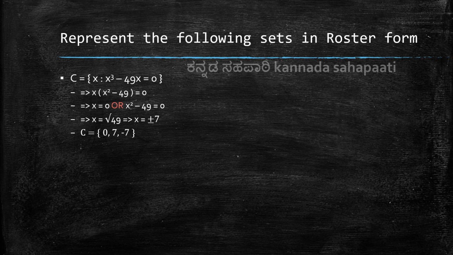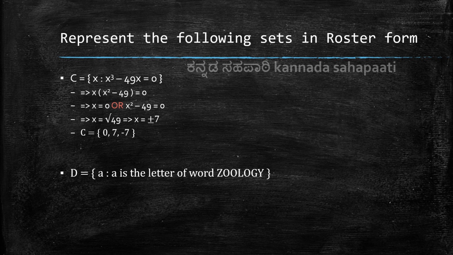is equal to 0. Therefore, x can be equal to 0 or x square minus 49 is equal to 0. X square minus 49 is equal to 0 means x can take the values plus or minus 7. Therefore, C is equal to the set of all 0, 7, minus 7.